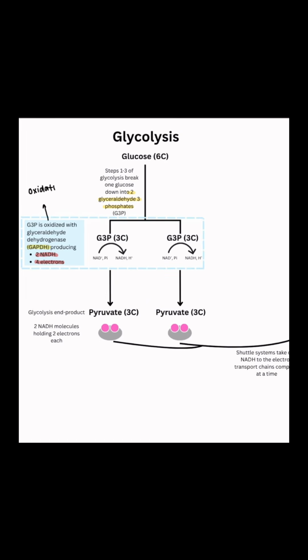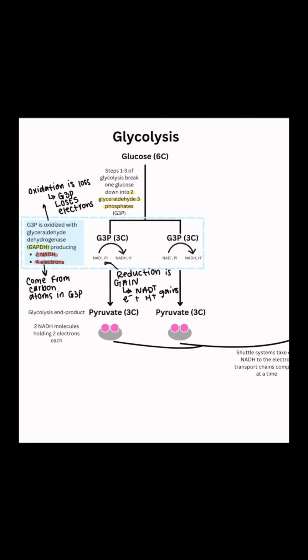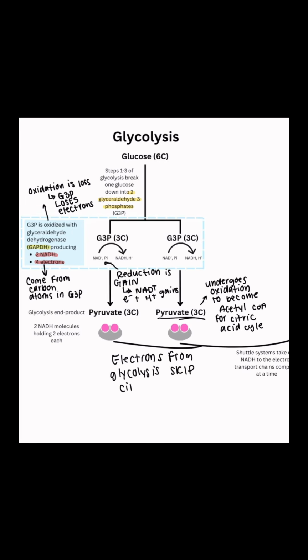Remember that oxidation is loss, and our G3P loses electrons. Meanwhile, reduction is gain. NAD plus is going to gain electrons and a proton to become NADH. So the electrons are going to come from carbon atoms in G3P. After this, G3P is converted into pyruvate, which is later going to be oxidized to acetyl-CoA for the citric acid cycle. It's really important to note that the electrons from glycolysis are going to skip the citric acid cycle and go directly to the electron transport chain.